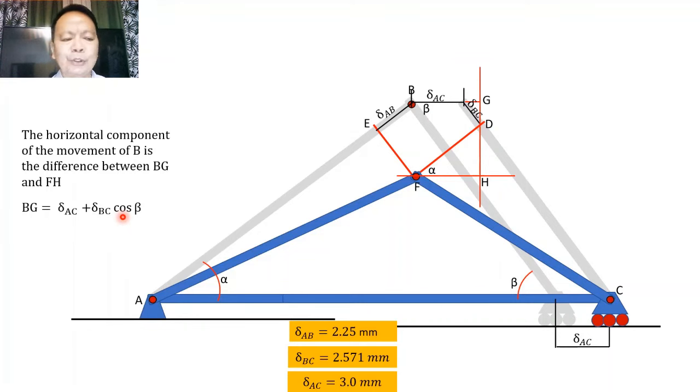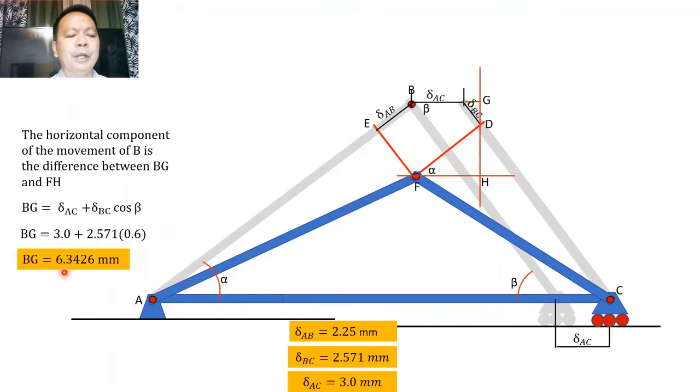Now, if you are going to substitute the value, the deformation of AC is equal to 3 millimeters, plus the deformation of BC, which is equal to 2.571, multiplied by the cosine of beta, that is equal to 0.6. Therefore, the distance BG will be equal to 6.3426 millimeters.